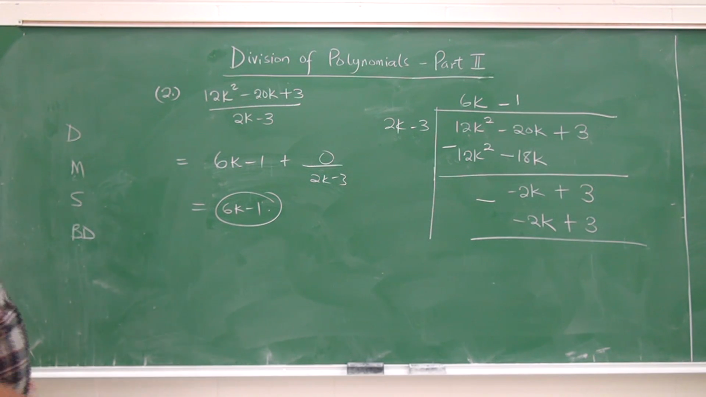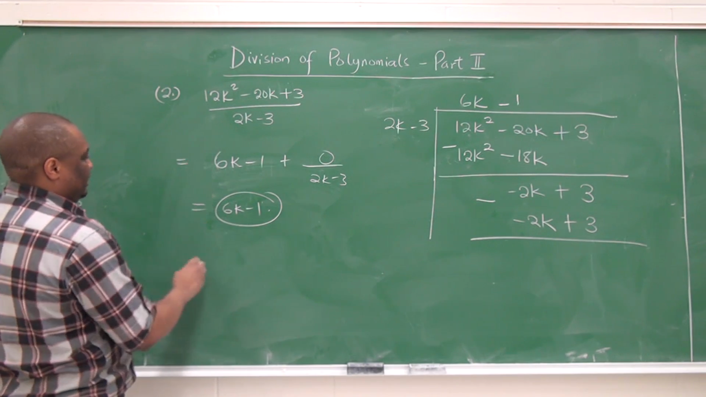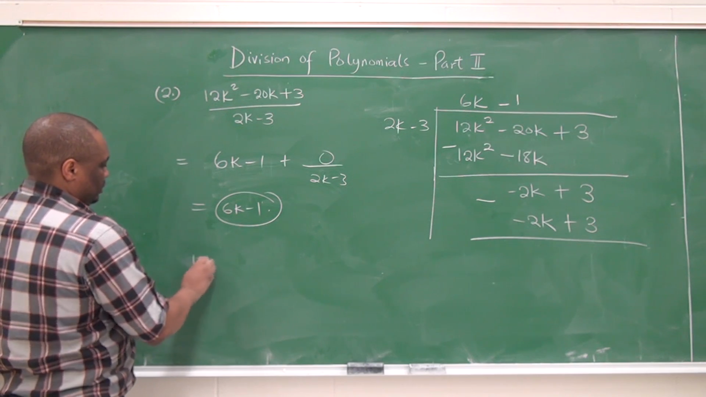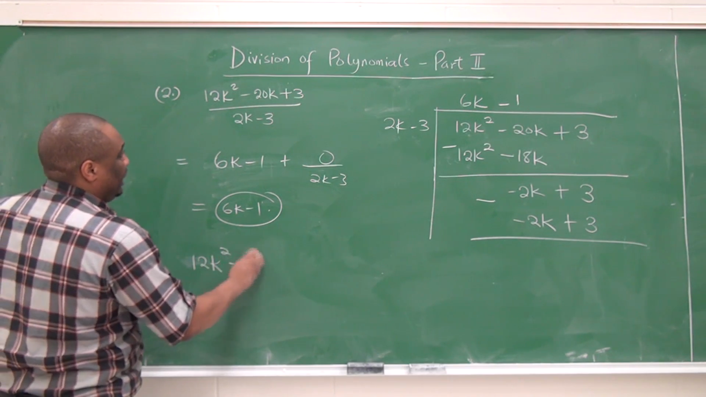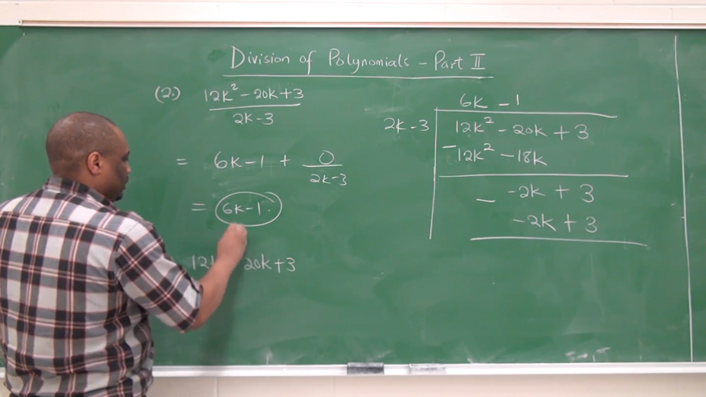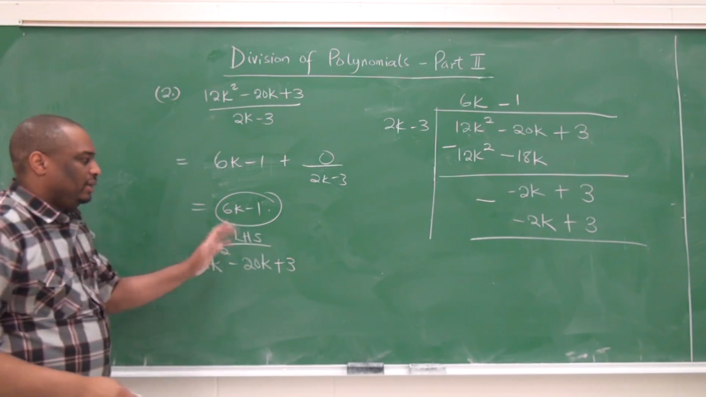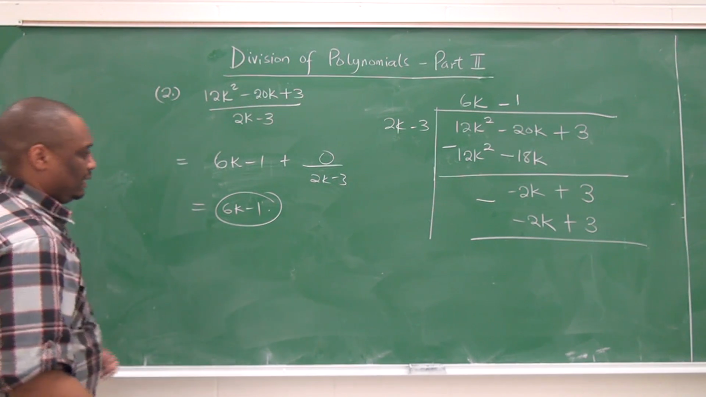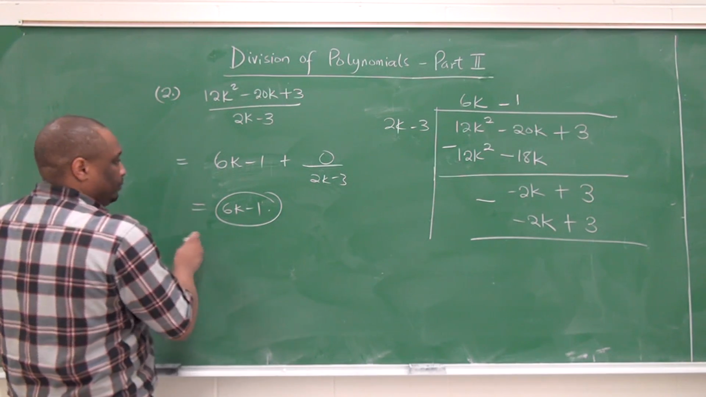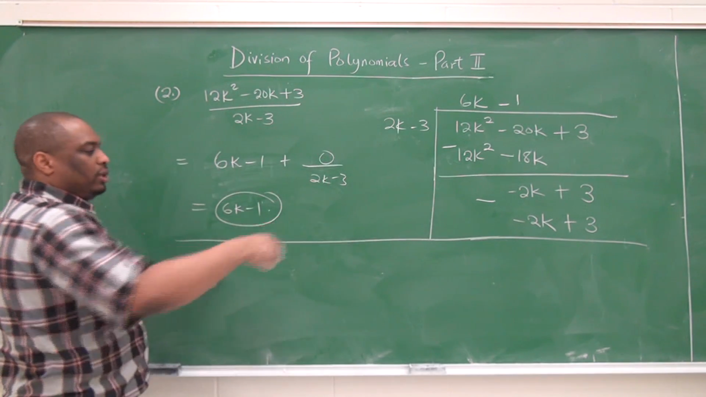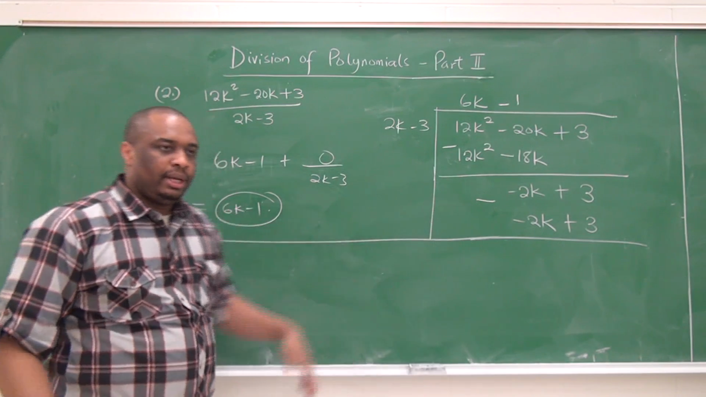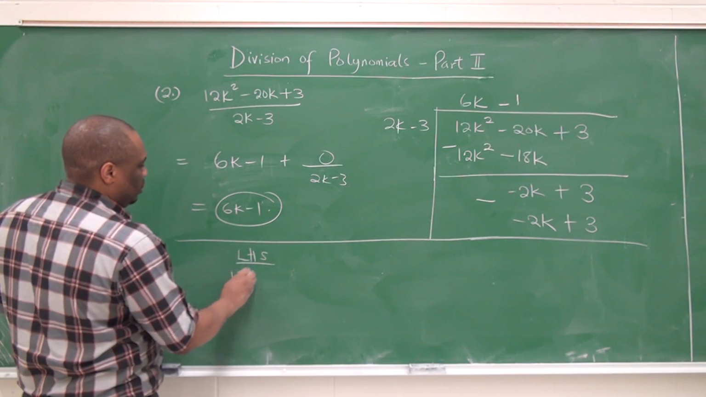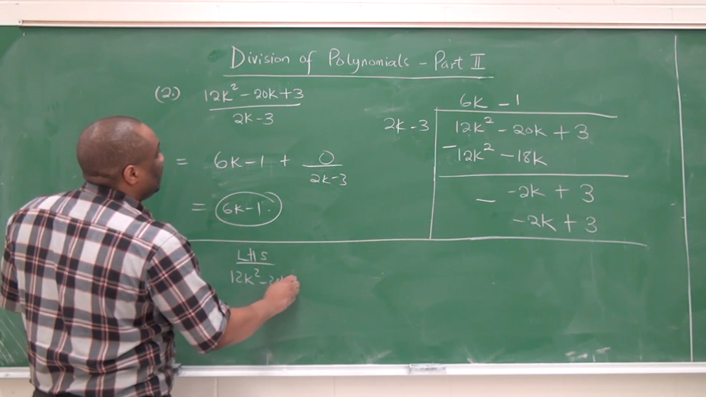And then how do you check it? You go ahead and check it. Dividend is what? 12k squared minus 20k plus 3. Call this the left hand side. Please, I'm skipping some steps so that I can minimize this video. So dividend equals divisor times quotient plus remainder. The left hand side is the dividend, which is 12k squared minus 20k plus 3.